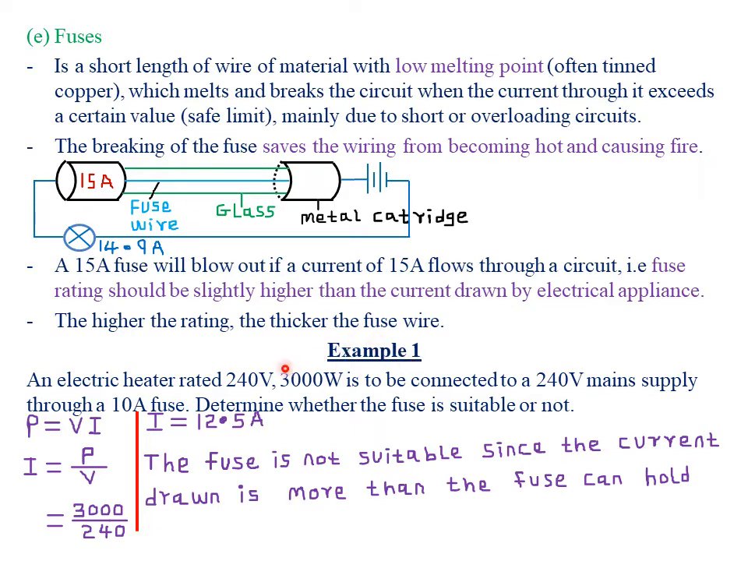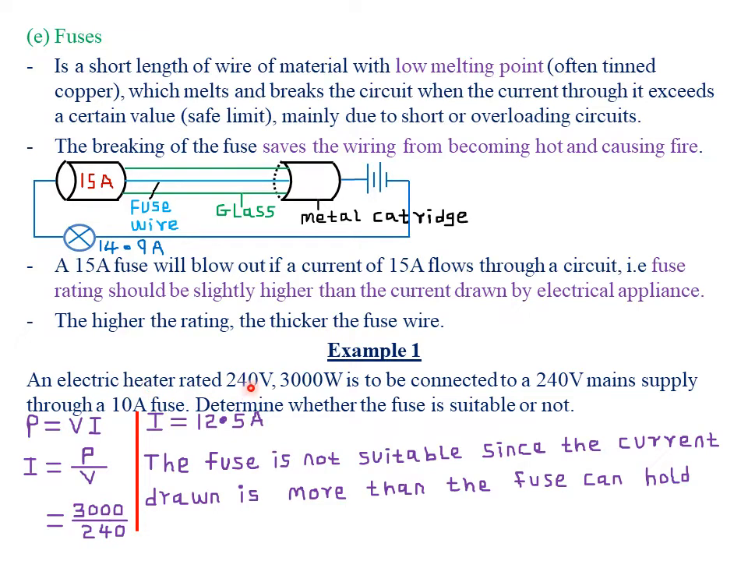Then let's look at an example. We are told that an electric heater rated at 240 volts, 3000 watt, is to be connected to a 240 volts main supply through a 10 ampere fuse. So determine whether the fuse is suitable or not. So the first thing, we'll simply calculate the amount of current flowing through that particular circuit, or the amount of current that will be required to be drawn by our electric heater.